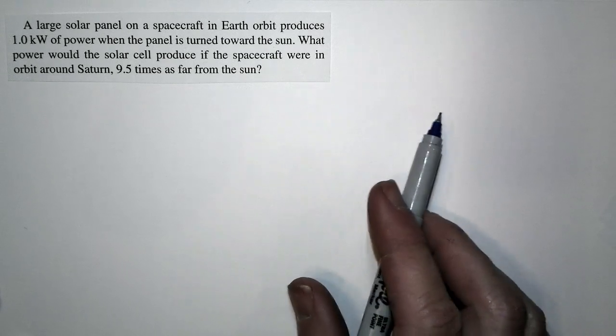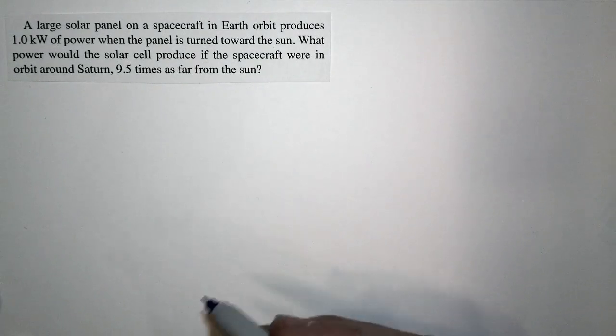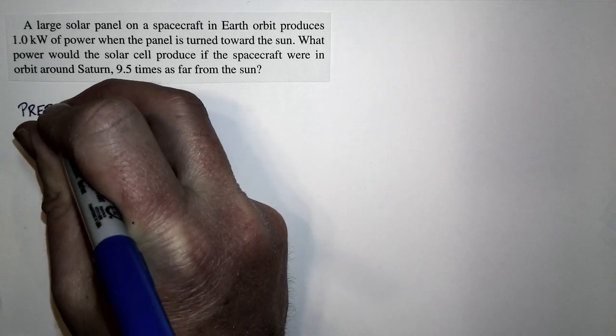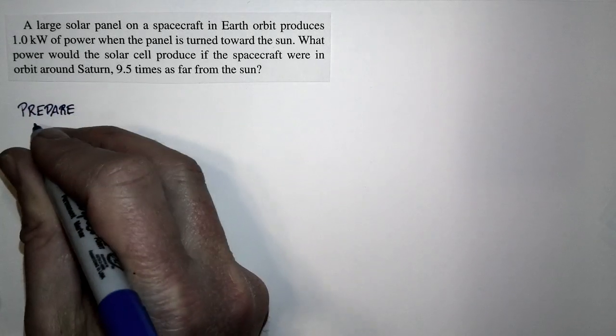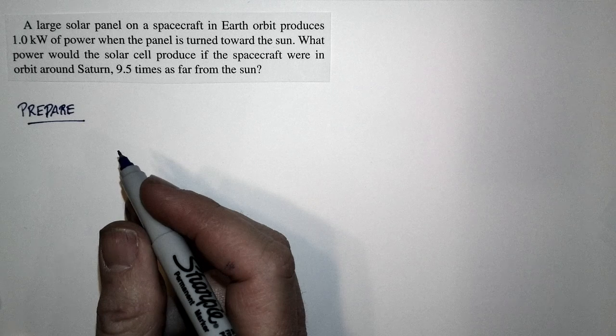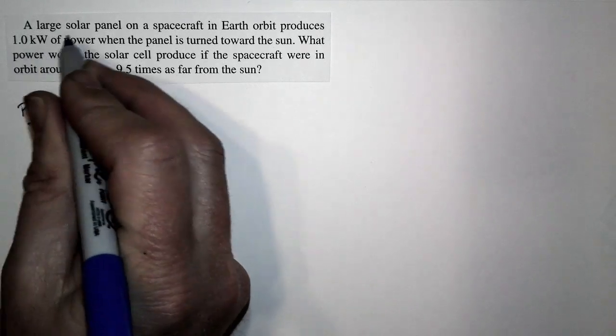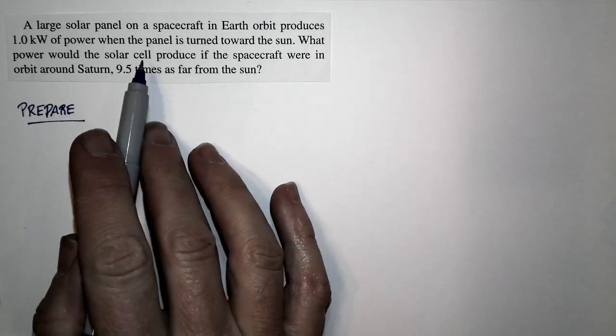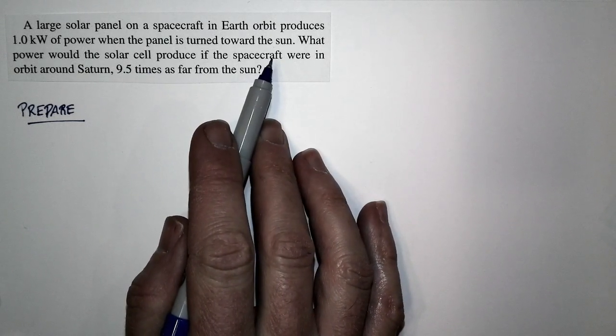This is a problem about energy and intensity and power. So let's go ahead and take a look at what it's about. For starters, we'll note this. The question is asking about the power produced by a solar panel, and the solar panel produces 1 kilowatt of power when the panel is turned towards the sun.